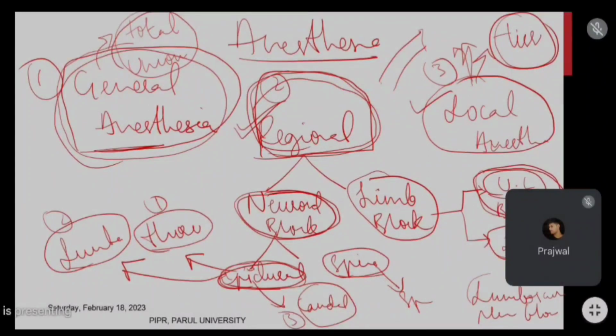Okay, so in today's class we'll try to discuss general anesthesia in detail. पूरे डिटेल में पढ़ेंगे इसके बारे में, what is the definition, what are the clinical features, what important points we have to focus on, what are the general principles. All these things about general anesthesia we'll discuss in today's lecture.